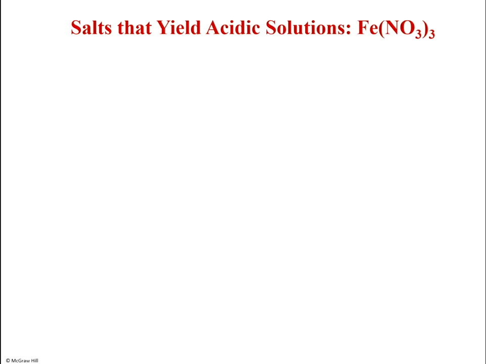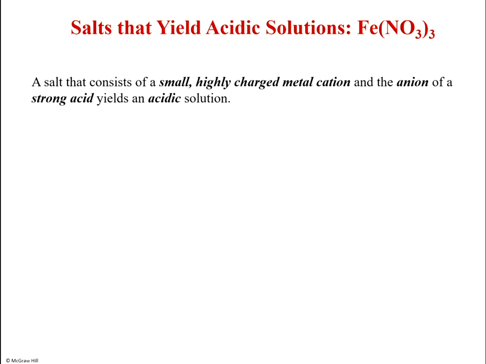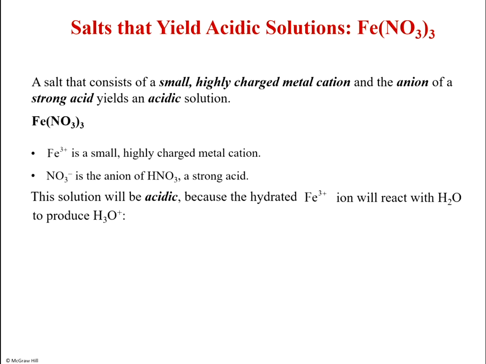Salts that yield acid solutions, and here we have iron 3 nitrate. If we have a small highly charged metal ion as the cation and an anion of a strong acid, we get an acid solution. So iron 3 nitrate would give us iron 3, which is a small highly charged metal cation, and nitrate, which is the anion of nitric acid, a strong acid. This solution is acidic because the hydrated iron 3 ion will react with water to produce protons, and nitrate does not.